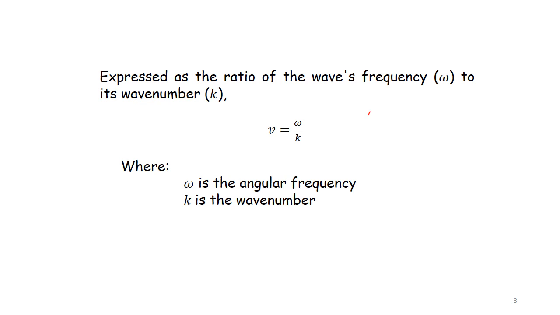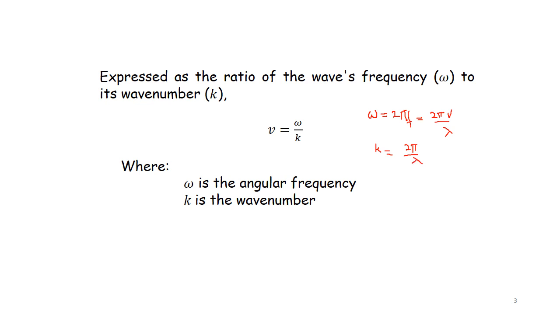Recall that the angular frequency of a wave is 2 pi f, which we said is also 2 pi v over lambda. And you know that k, which is the wave number, is 2 pi over lambda.